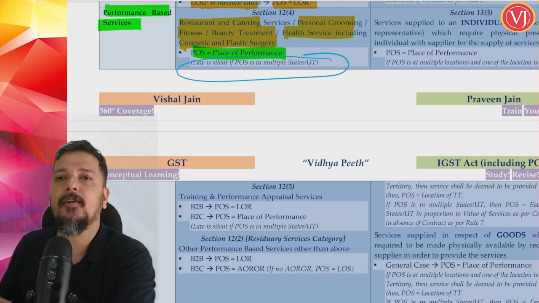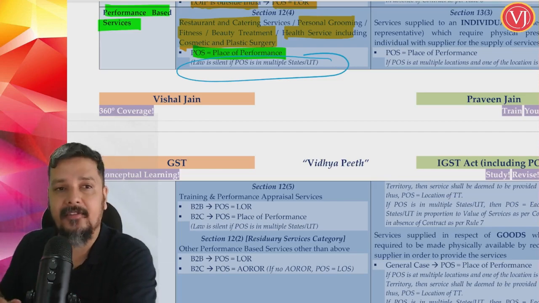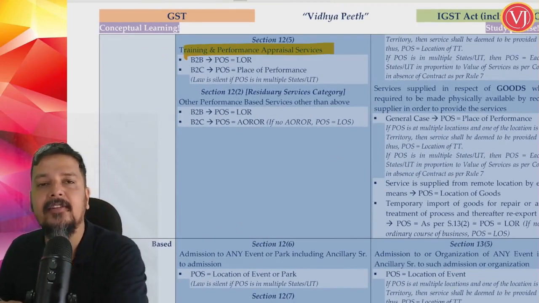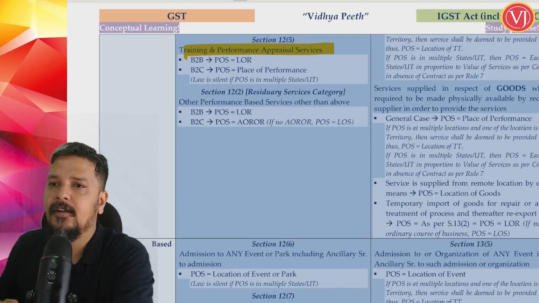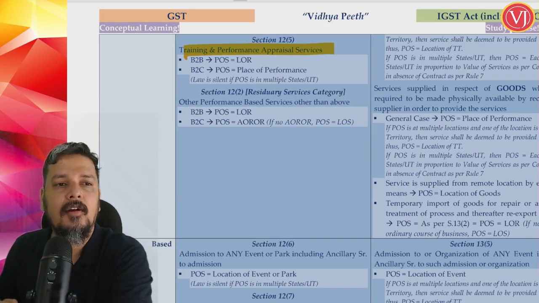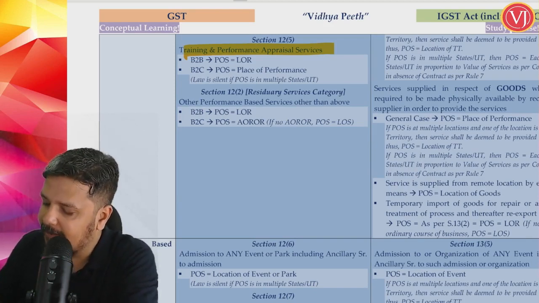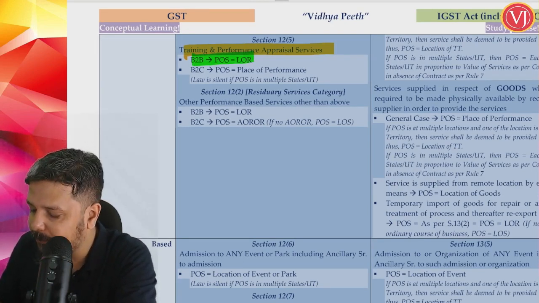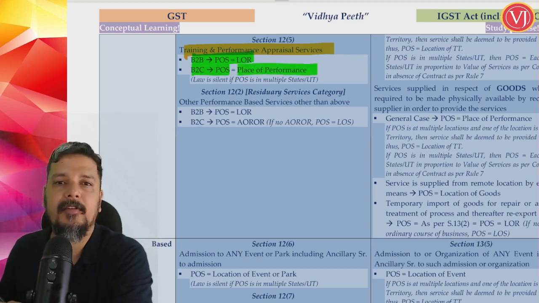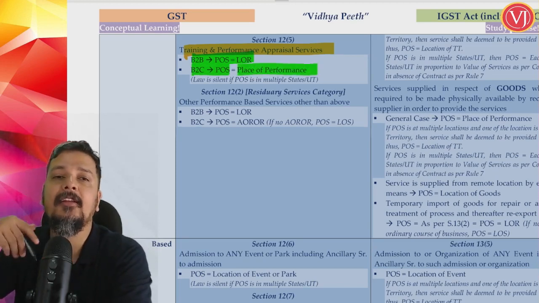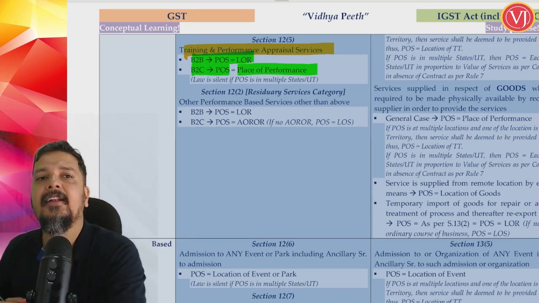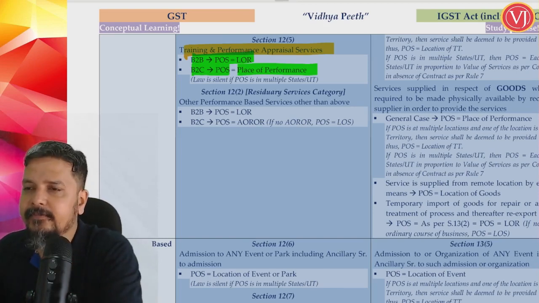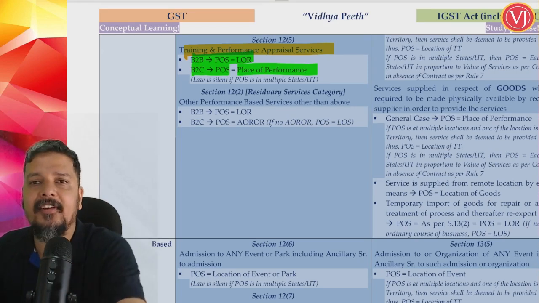But wait, in section 12, this performance-based services is split in multiple parts. This is the first part. The second part, they talk about training and performance appraisal services, which is again on individual. Giving trainings to, say, employees of a particular company. There they tell, if it is B2B category, place of supply is location of recipient. If it is B2C, place of supply is place of performance. A company wants to give soft skill training to its employees, and while going on a vacation, they are trying to merge both. Normally that happens, vacation plus training, right? The company is of Tamil Nadu, but the vacation is in, say, Goa.